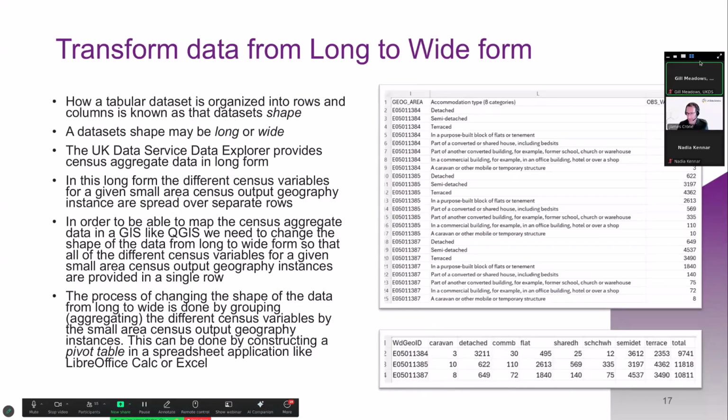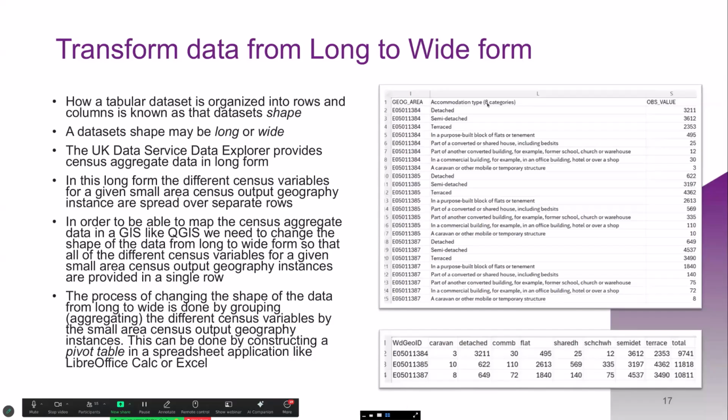So let me just get rid of this. So here we've got 3 electoral wards. So these are geographic identifiers: E05011384, E0500183885, and E05011387 are 3 electoral wards. And then the accommodation types, the different census variables, and the observation value is the actual count of the properties or people of that particular type. And so the data is spread over multiple rows.